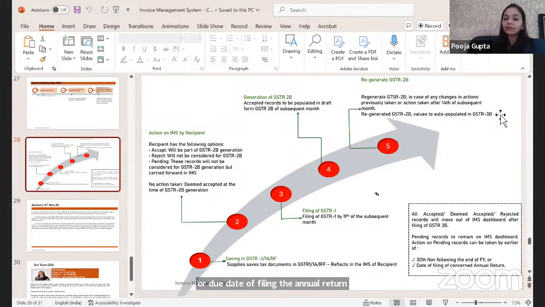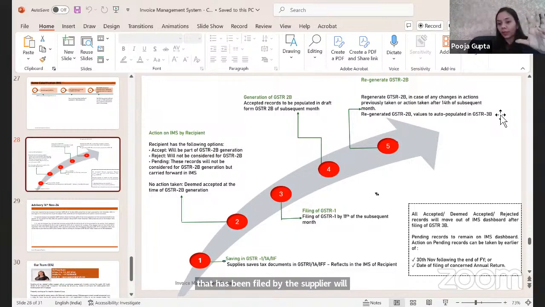And the fourth one is that if you have not taken any kind of action, then all the records will be considered as accepted. Whatever records on which you have not taken actions will be considered as deemed accepted. And then what will happen? The supplier will file their GSTR1. Once the supplier has filed the GSTR1, only the invoices that have been filed by the supplier are going to become part of the GSTR2B.